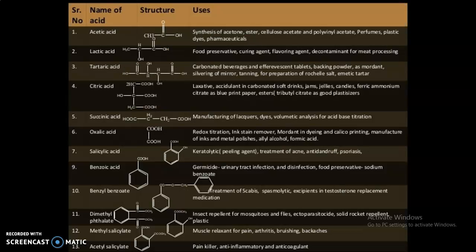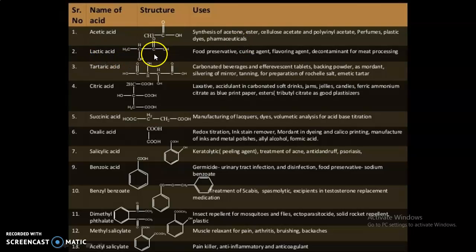These are some compounds of carboxylic acid with their structures and uses. This is the structure of acetic acid, and it is used in the synthesis of acetone, esters, cellulose acetate and polyvinyl acetate, perfumes, plastics, dyes, pharmaceutical aids, and in various industries for the preparation of all these things.